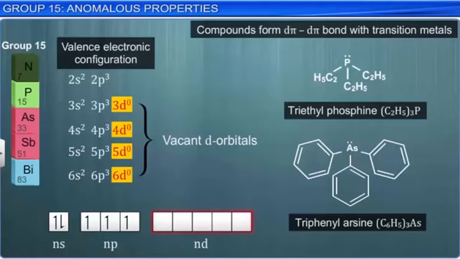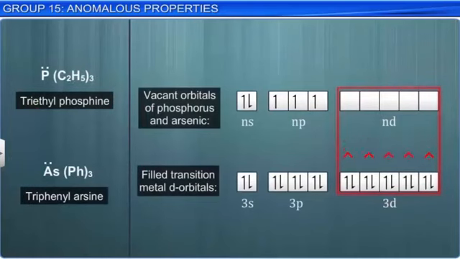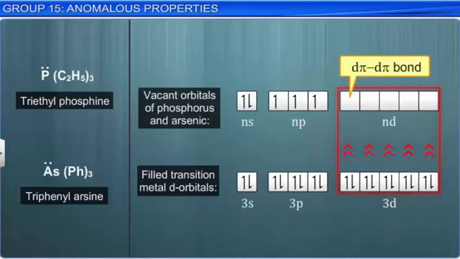Vacant d orbitals present in the phosphorus and arsenic of triethylphosphine and triphenylarsine accept electron density from filled transition metal d orbitals and form d-pi bonds as shown here.